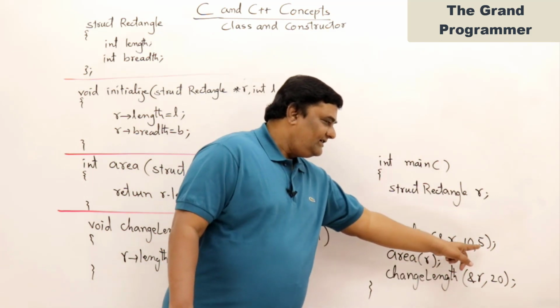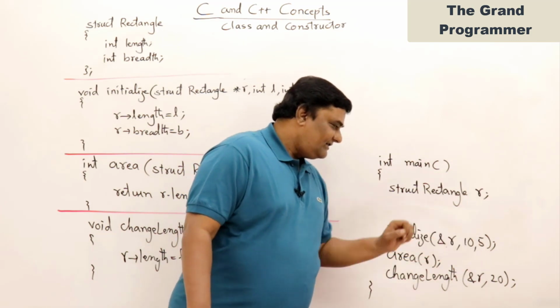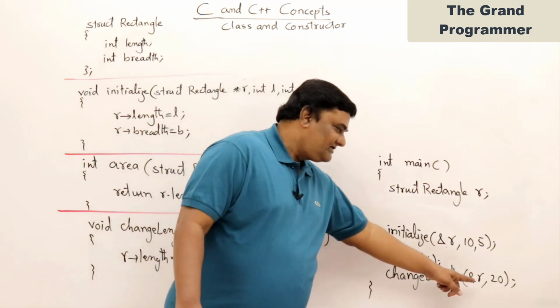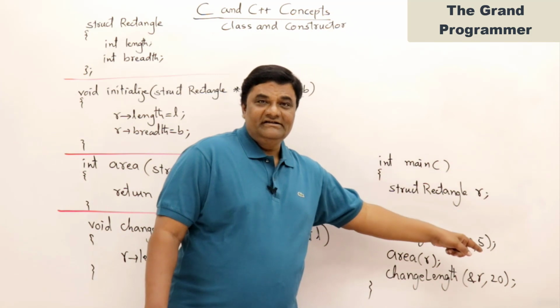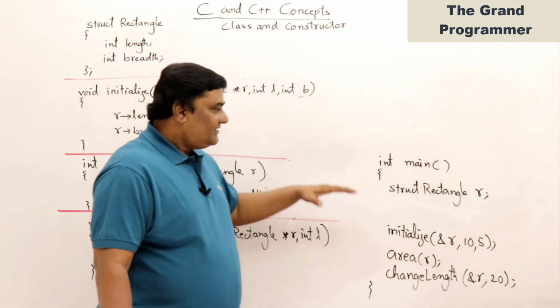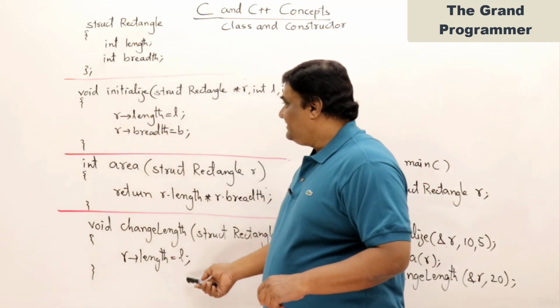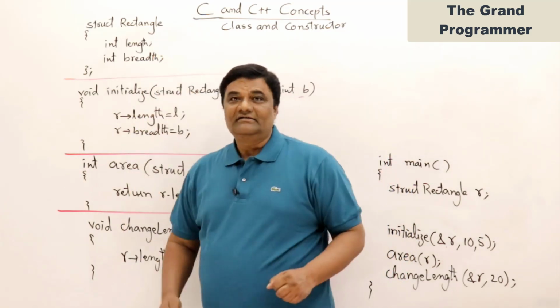Initialize function is setting the length and breadth. So it is taking by reference rectangle and taking length and breadth. Area is taking a rectangle. Change length is taking a rectangle by address again, and it is changing length by taking new length. So these are the functions. So if you see those functions, these functions are defined here, and all these functions are related to that rectangle.